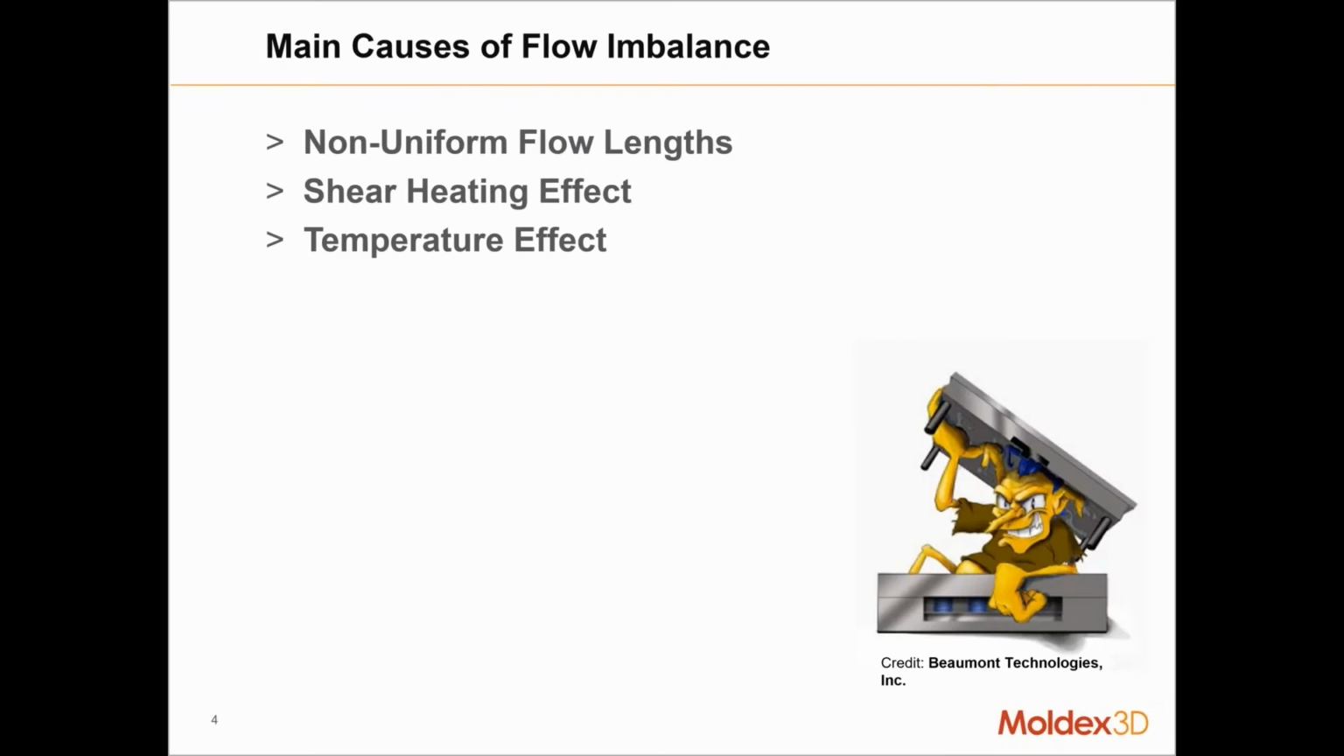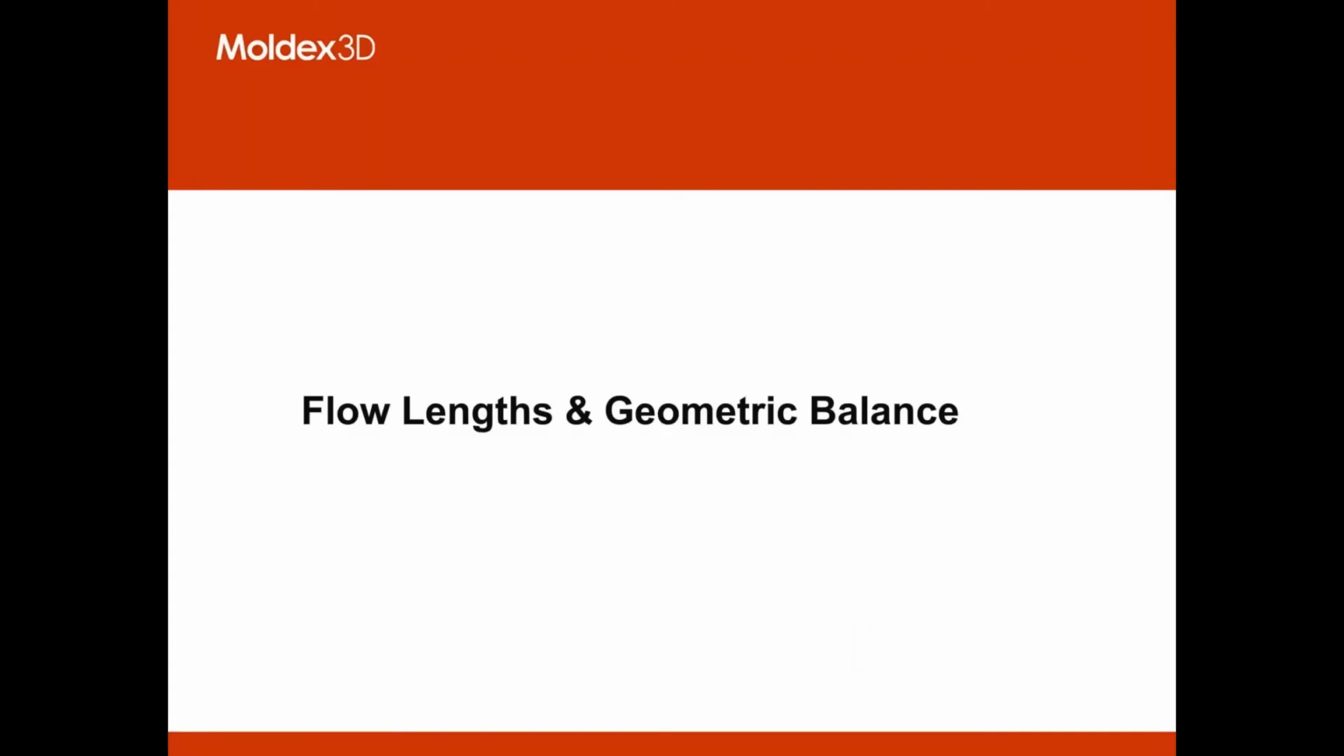As I already mentioned, some of the main causes that we're going to look at are non-uniform flow lengths, which pertains to geometric balance; the shear heating effect, where you'll see some Melt Flipper examples if you're familiar with Melt Flipper; and the temperature distribution and how that affects the balance.